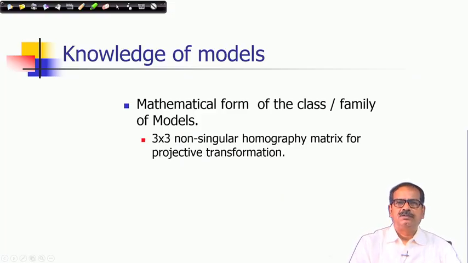For example, we know the mathematical form of a homography relationship among the image points between two images of the same three-dimensional scene. We know that for a two-dimensional projective transformation, the transformation matrix should be in the form of a 3 cross 3 non-singular matrix. Using that knowledge, we solved that problem in a previous topic.